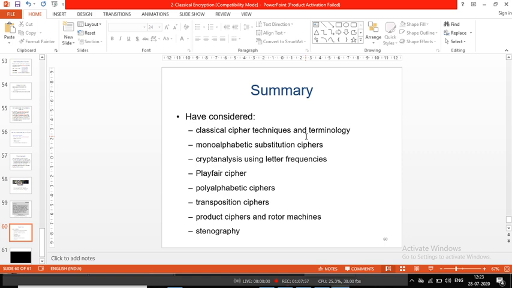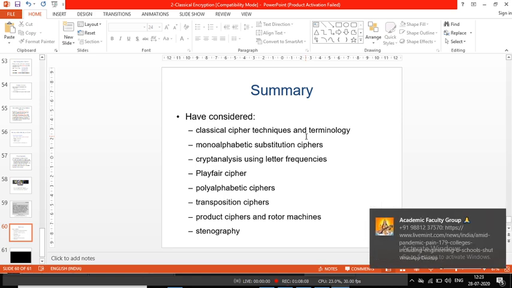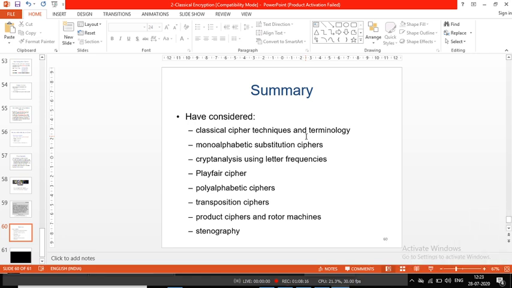The second one is the transposition technique. In this we have two things: row transposition and rail fence technique. I forgot to explain rail fence. Rail fence technique is just rearranging the words without using a key. I'll show you an example in the next class. We also discussed cryptanalysis, Playfair, polyalphabetic and transposition. Do you have any doubt in that? No sir. Okay, now it's time to discuss.